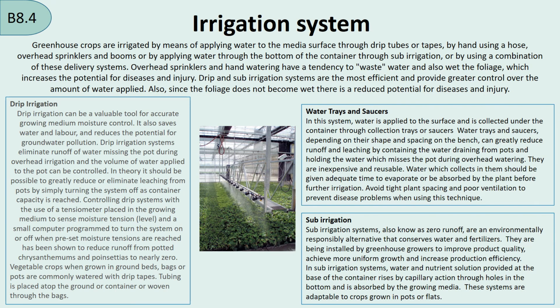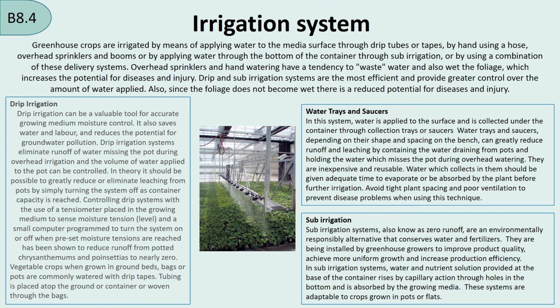Okay, so the last system that we can use in greenhouses to improve crop yield is using an irrigation system. And this is about getting water to your plants so that they're able to grow really big and really quickly.